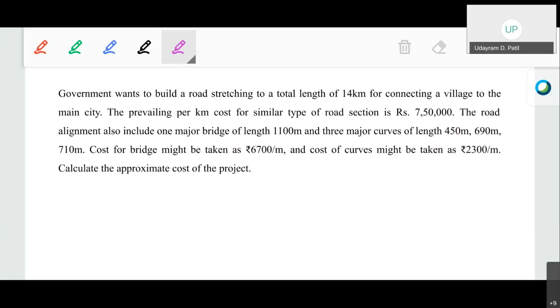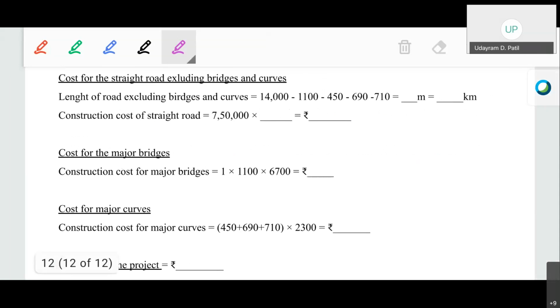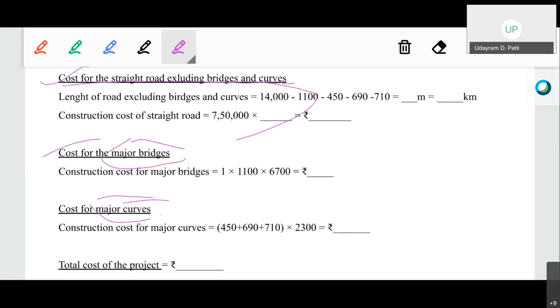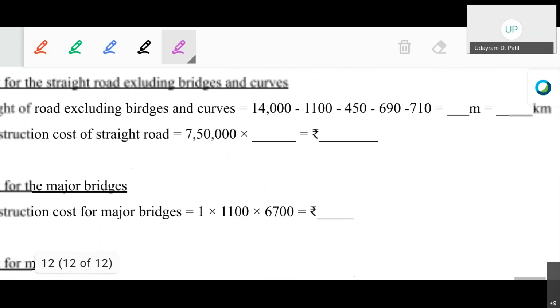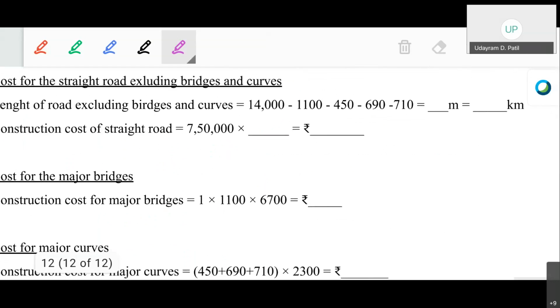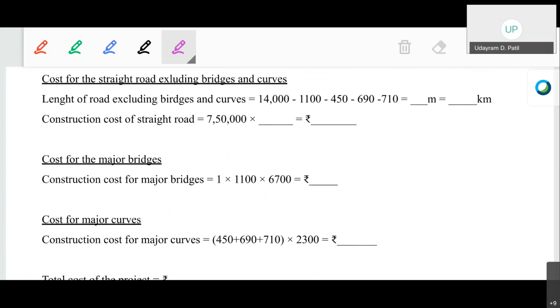Okay, this is done to provide more precision over the calculation of our approximate cost. So, solving the particular numerical. Now the particular numerical will be divided into three sections. First will be the straight road excluding the bridges and the curves. Second will be the major bridges, and third will be the major curves. And the addition of all of these three costs will give us the total cost of the project.